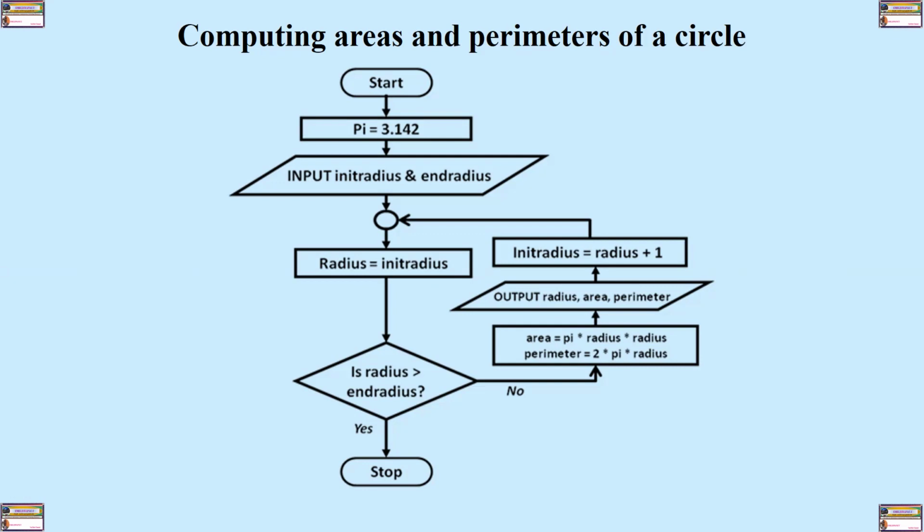Then we check, is the value of initial radius equal to radius? That's the continuation condition. Once we initialize, we check if the value of radius is greater than end radius, and we find it is not, we compute area and perimeter, we display area and perimeter, then we increment the counter. And that continues until the value of radius is no longer less than end radius, and the loop stops.